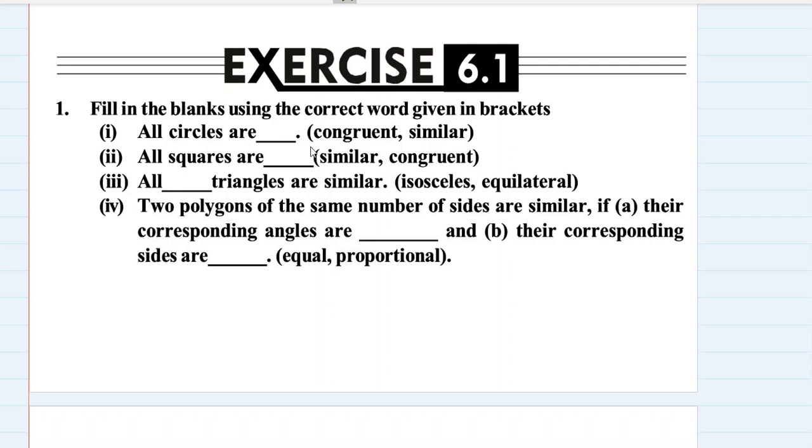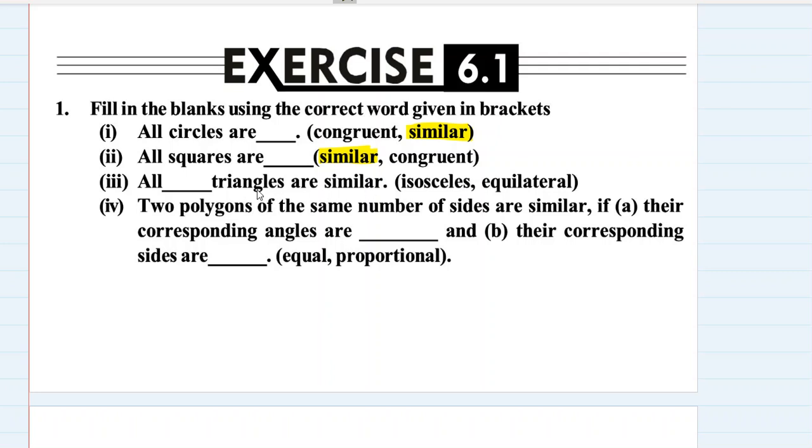Okay, all circles are congruent or similar. They are all similar. Because of their different radii, they cannot be congruent. Two circles are congruent only if they have the same radii. But if they have different radii, they will be similar circles. Or all squares are similar, again because of the length of their sides. If the lengths of the sides are different, then the squares will be similar, not congruent.